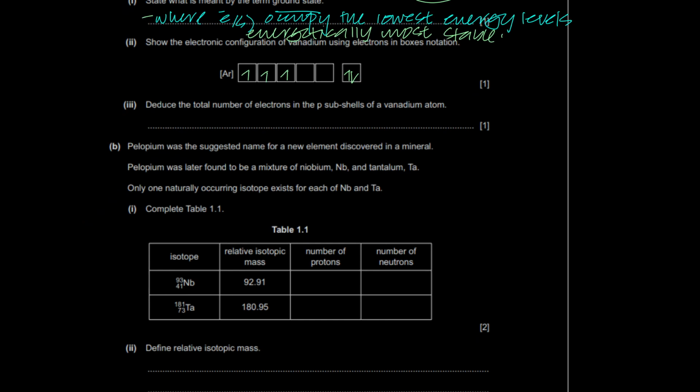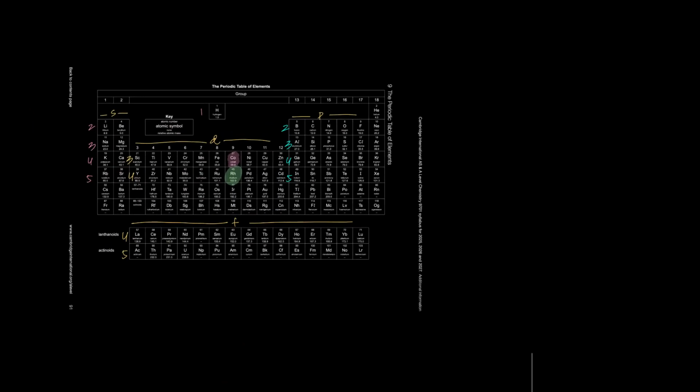Deduce the total number of electrons in the p subshells of vanadium atom. So if I show you vanadium atom right here, I can't go back to the periodic table again and again. So I'll just keep on adding the periodic table. Where is my periodic table? Did it just get deleted or what? I can't find it. I guess I'll have to re-clip it right here.